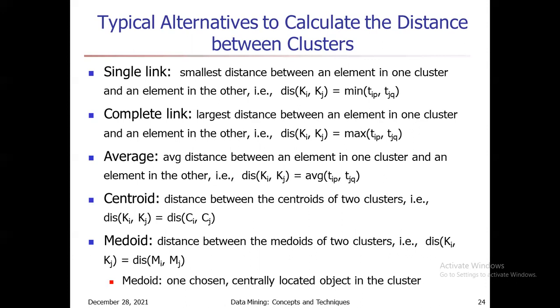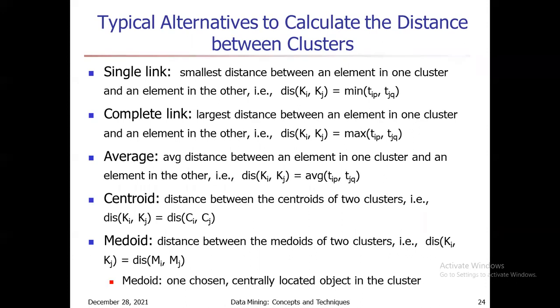And average is the average distance between an element in one cluster and an element in the other. That is, distance of Ki comma Kj is equal to the average of Tip comma Tjq. And the centroid: the distance between the centroids of two clusters, that is distance of Ki comma Kj is equal to distance of Ci comma Cj. And the medoid: the distance between the medoids of two clusters, that is distance of Ki comma Kj is equal to distance of Mi comma Mj.